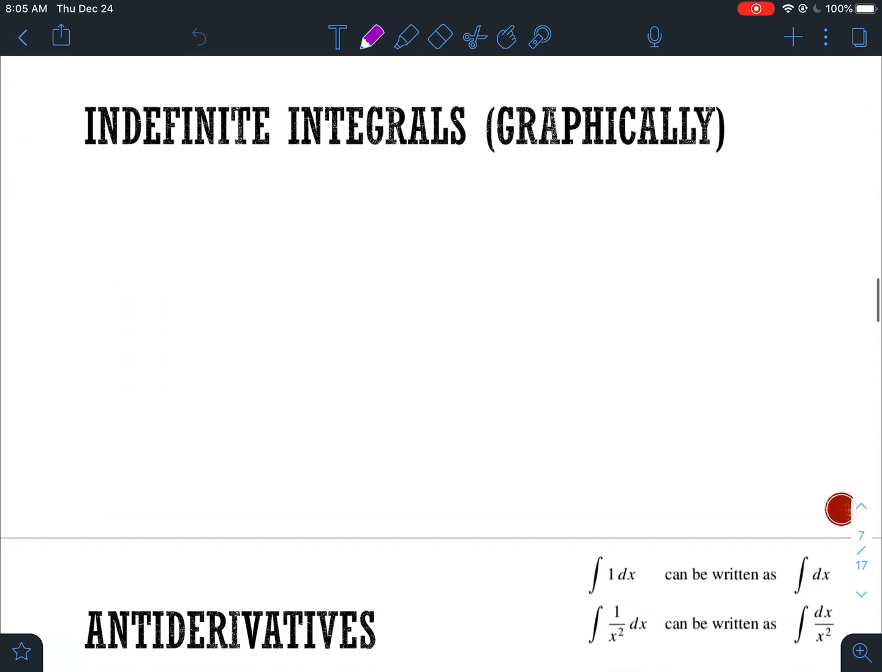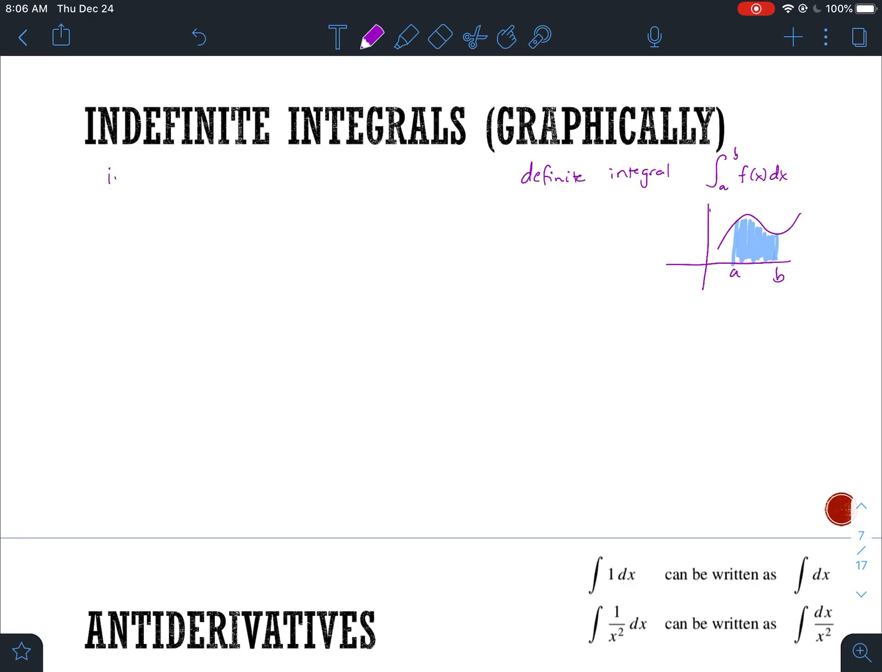So an indefinite integral graphically. These are different than definite integrals. So remember, definite integrals are where you start and end and you're finding an exact area. So if we have a definite integral, remember they look like we're going to integrate from a to b f of x dx. So graphically, a definite integral, we're finding the exact area between the curve and the x-axis between a and b.